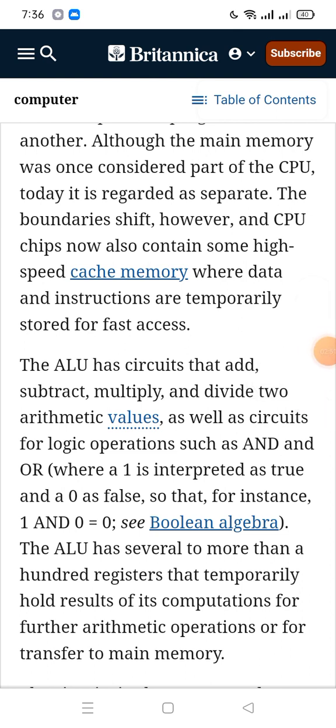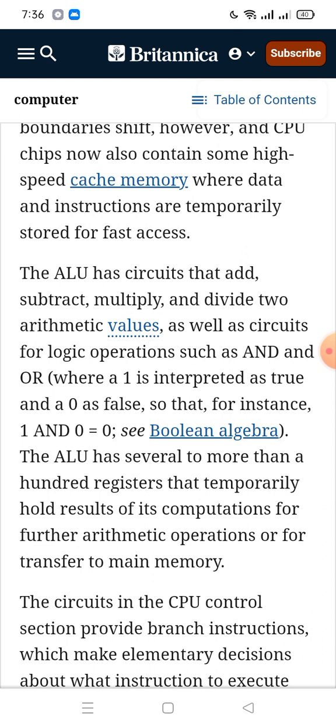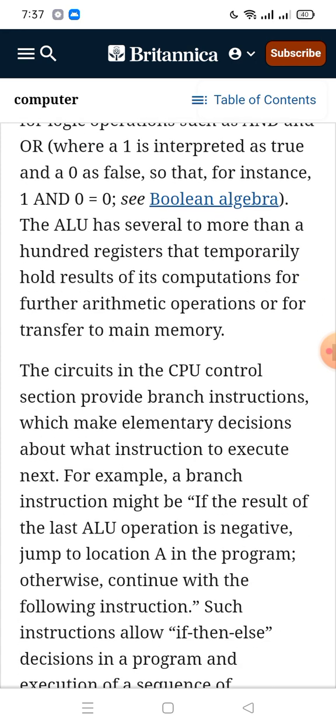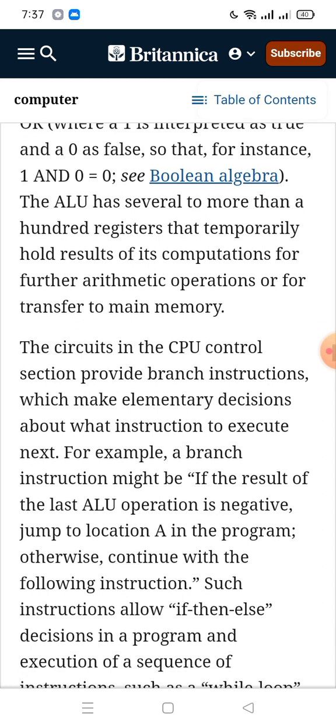The ALU has circuits that add, subtract, multiply, and divide arithmetic values, as well as circuits for logic operations such as AND and OR, where 1 is interpreted as true and 0 as false, so that, for instance, 1 AND 0 is equal to 0. See Boolean algebra. The ALU has from several to more than 100 registers that temporarily hold results of its computations for further arithmetic operations or for transfer to main memory.